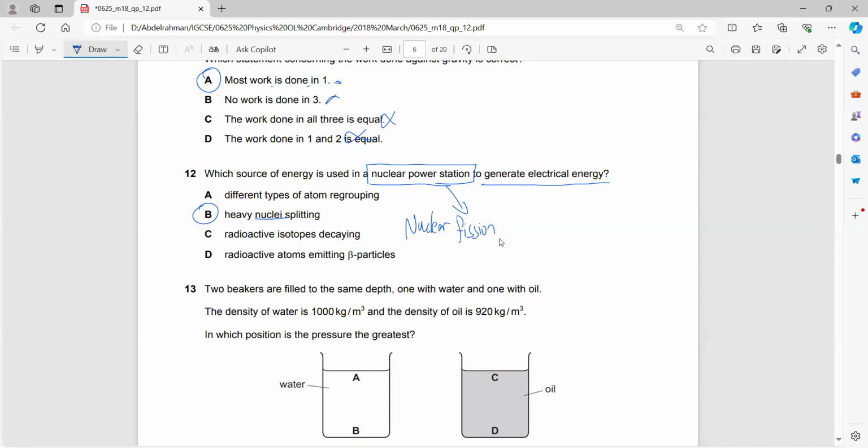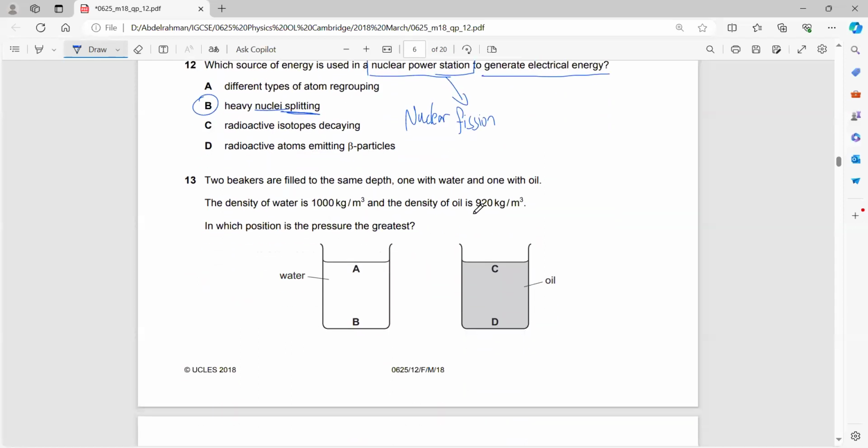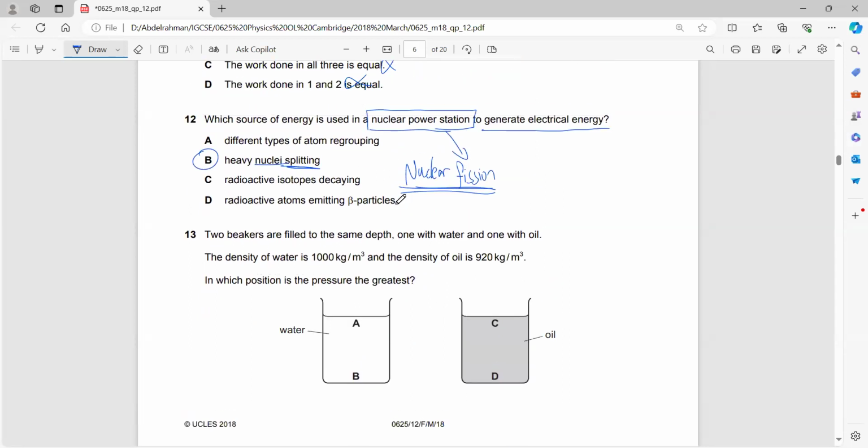Nuclear fusion happens in the sun and the stars. You're not required to know the difference between them, okay? But the simple difference is that in fission, we split the heavy nuclei, such as uranium. In fusion, we join the smaller atoms, such as hydrogen. Again, you are not required to know the difference. But on Earth, in the nuclear power stations, we do nuclear fission, okay?